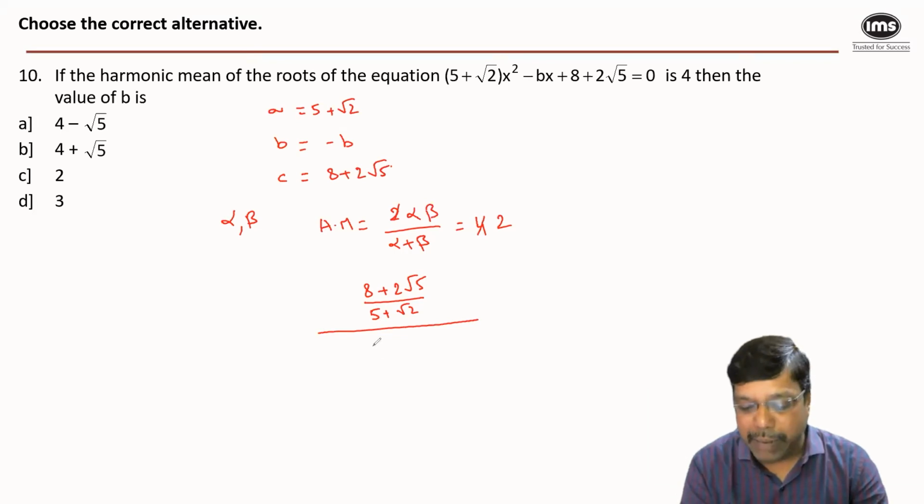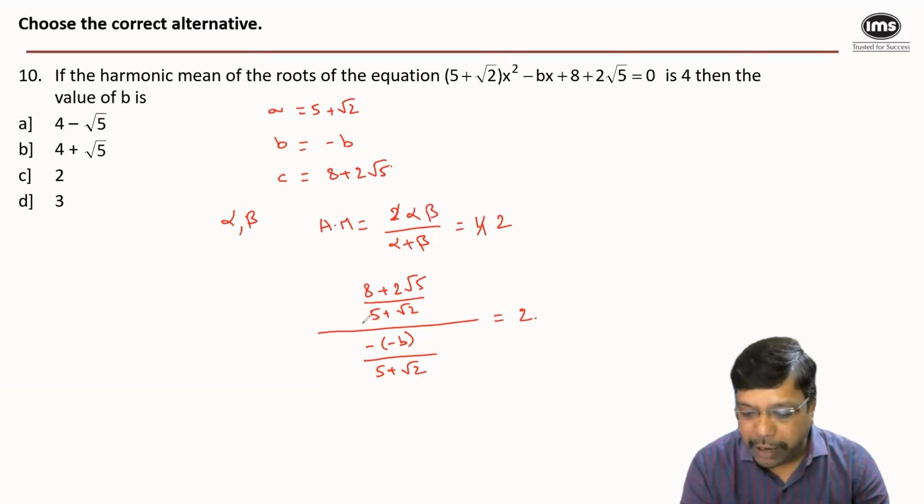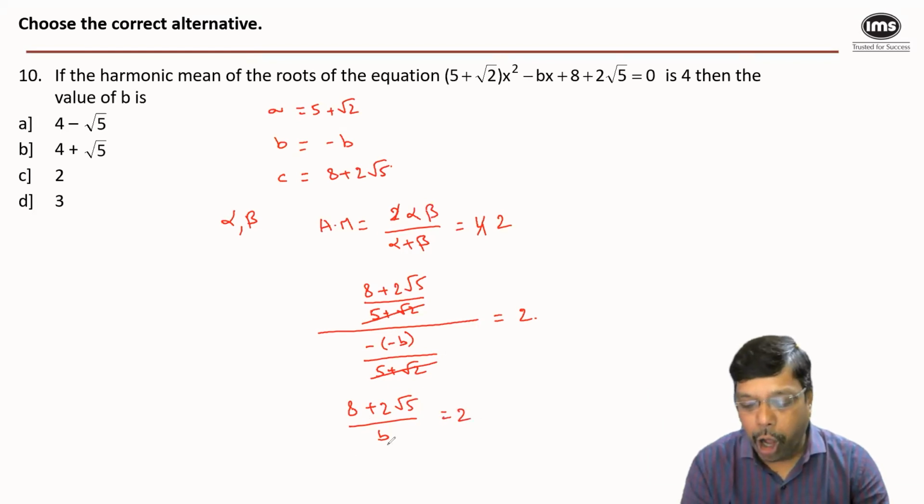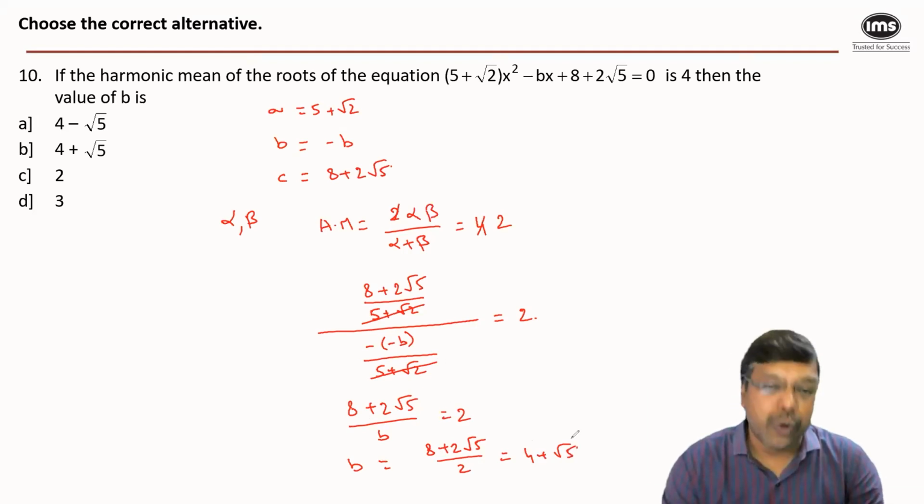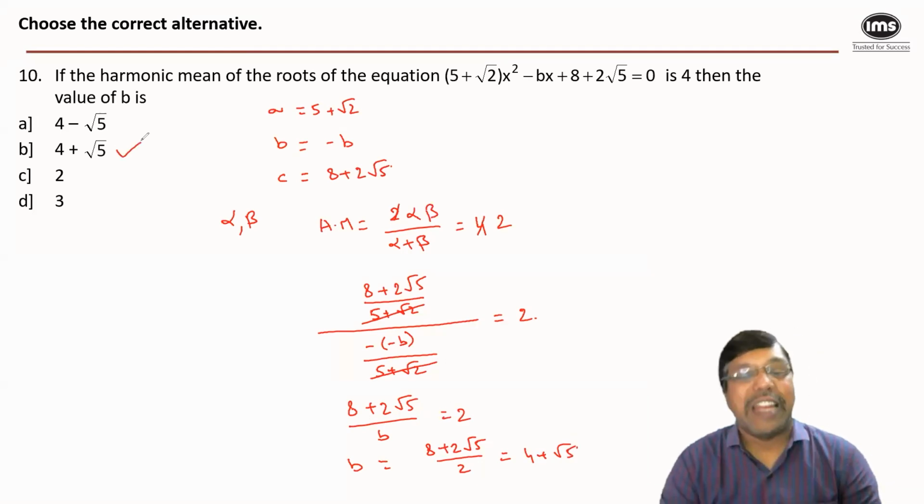Sum of the roots is minus b by a, that is minus of minus b whole divided by a, which is 5 plus root 2 must be equal to 2. Now 5 plus root 2 and 5 plus root 2 get cancelled out. So we get 8 plus 2 root 5 by b is equal to 2, or b is equal to 8 plus 2 root 5 by 2. And if I cancel 2 throughout in numerator and denominator, we get the value of b as 4 plus root 5, which is answer option B.